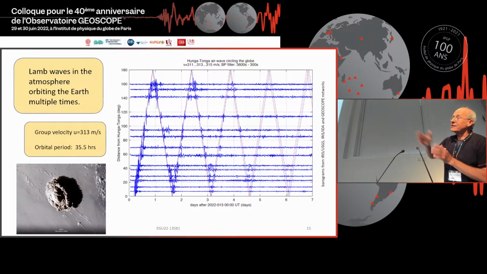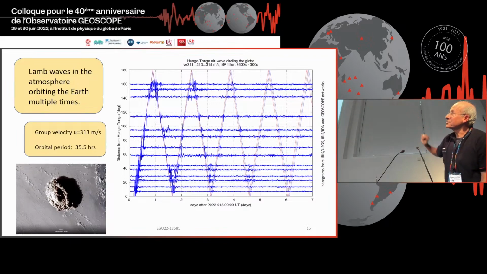This was a tiny array, 5 kilometer aperture, and I want to conclude with a look at the global array of barometers, because this is a talk on low mode. You see that from the Hunga Tonga event, the Lamb waves propagating around the globe and traveling at least 4 times around the globe. And on some traces, you see that the waveforms basically don't change from wave packet to wave packet, they just get smaller. So you have basically no dispersion, and group velocity is equal to phase velocity.